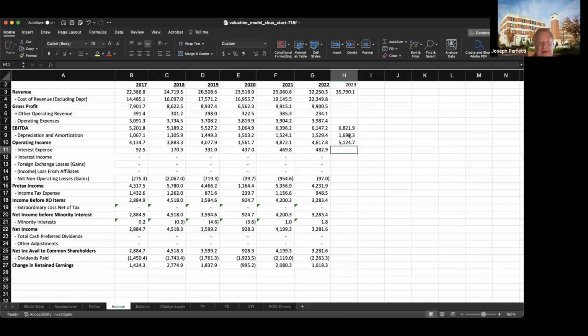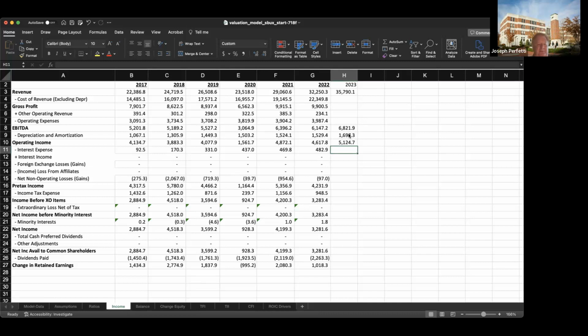Okay, now we're going to forecast the rest of the income statement. The next line item that we forecast is interest expense. Now, here's the thing. Interest expense doesn't affect free cash flow. So to be honest with you, what we put in for interest won't affect the valuation. But that being said, we want to have a realistic income statement.